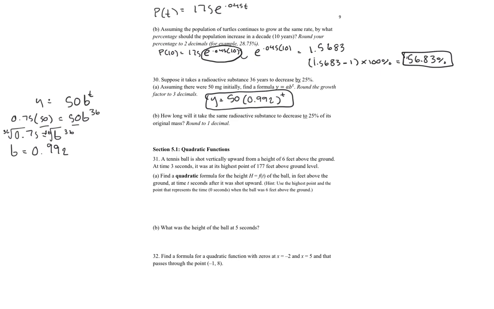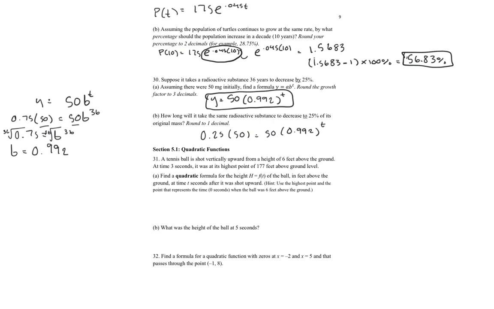All right, so for part B, it says how long will it take the same radioactive substance to decrease to 25% of its original mass? So 25% of its original mass is going to be 0.25 times our original mass, right? So we'll have 0.25 times our original of 50, and that's going to be equal to 50 times, well, we know our growth factor now, that's 0.992 to the t, and we're solving for our t, right?